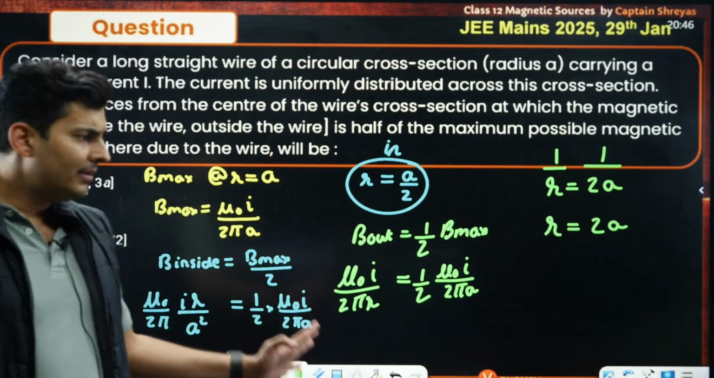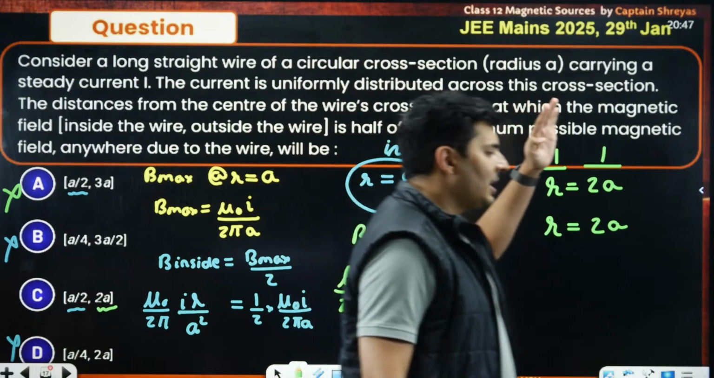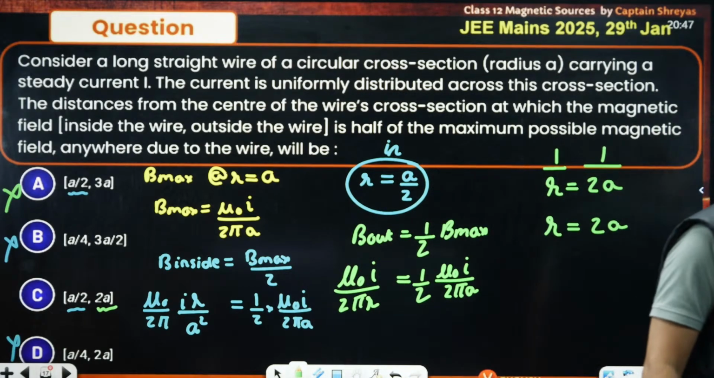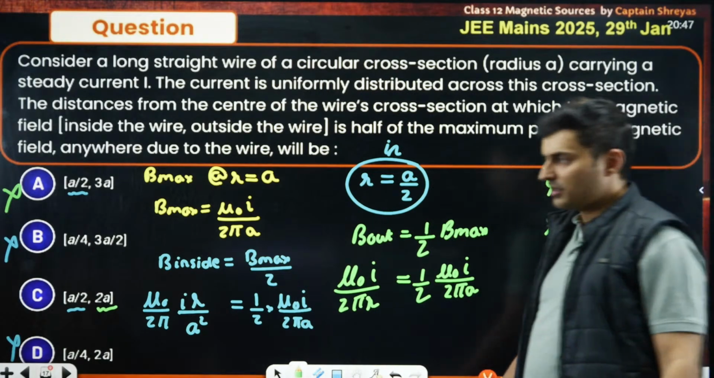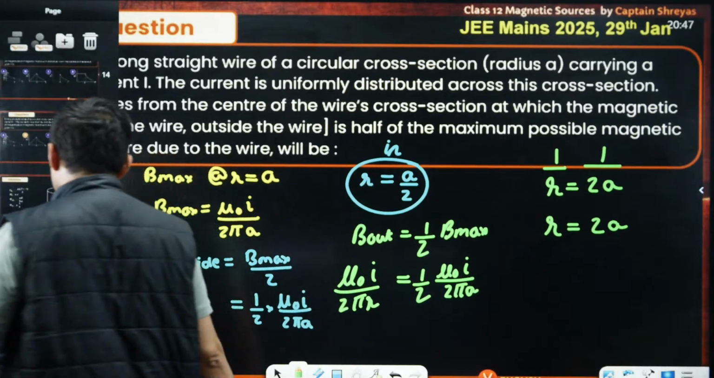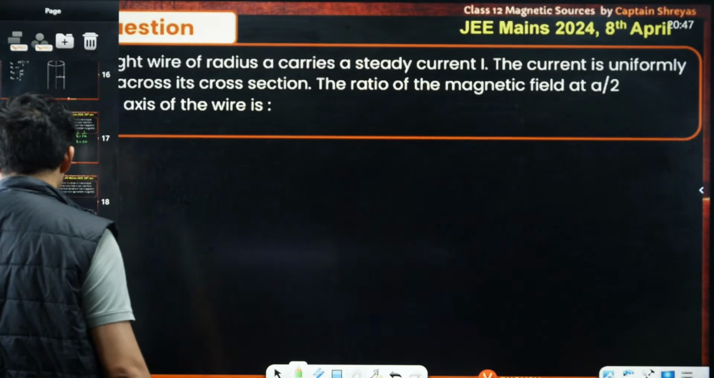Got it, everyone? These kind of questions have come in JEE. So, this is again a very, very crucial topic, my dear warriors. Let's go to the next one coming up on your screen, and here it is.